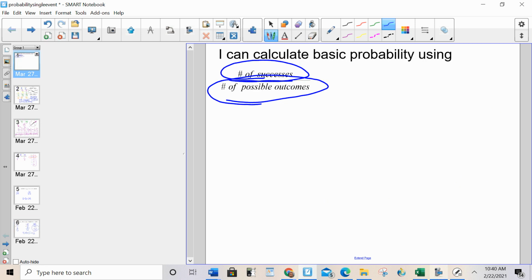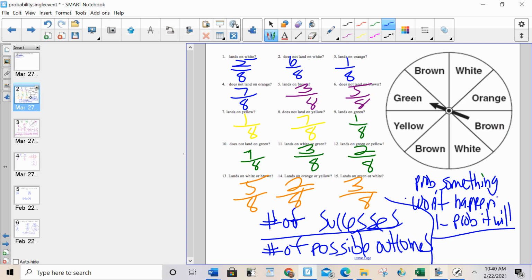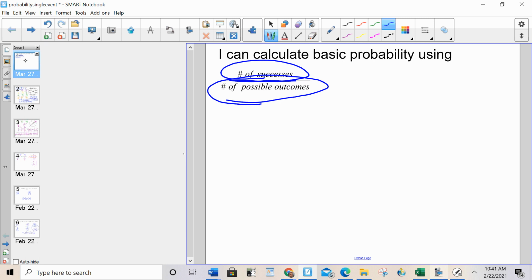It's the number of successes over the number of possible outcomes. The probability of something not happening, if the probability of it happening is 2 out of 8, then the probability of it not happening is 1 minus that, or 8 out of 8 minus 2 out of 8, which is 6 out of 8. That can come up a little bit. And that's pretty much it. So we're going to build on this throughout the rest of the unit. Again, for basic probability, it's a fraction, the number of successes over the number of possible outcomes.